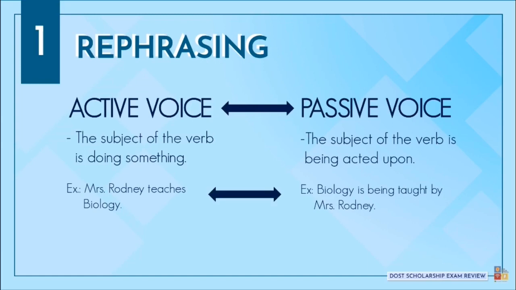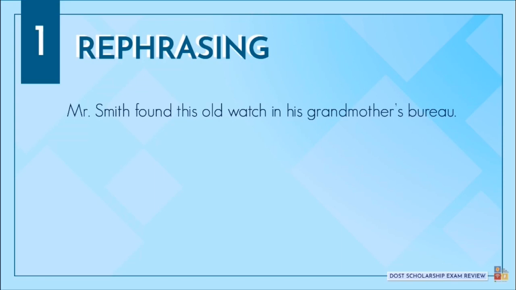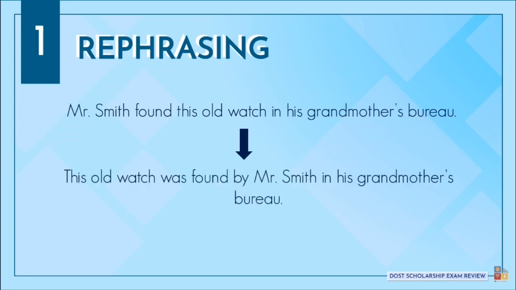The question is, how do we change the voice of the verb? Okay, let's take a sentence as an example. Mr. Smith found this old watch in his grandmother's bureau. This sentence is in the active voice. But if we change this into a passive voice, this becomes: This old watch was found by Mr. Smith in his grandmother's bureau.